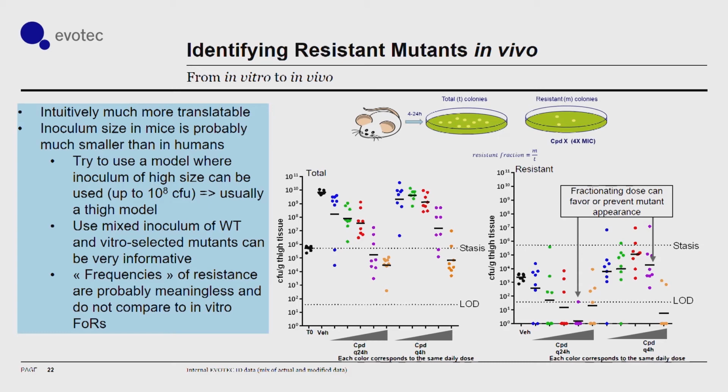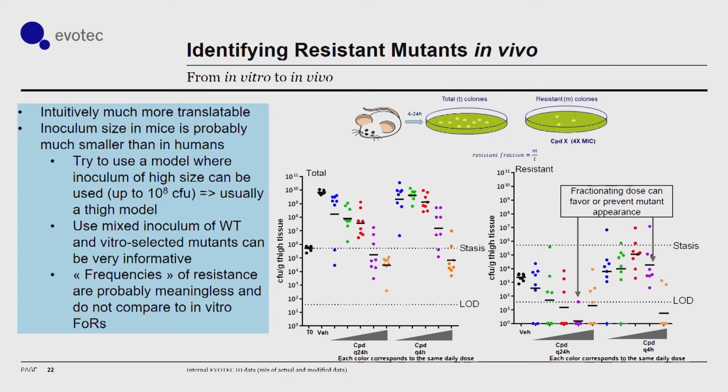So try it, please try it. Do a double plating. Basically, from whatever comes out of a mouse, you plate on non-selective medium, and you plate on a selective medium, and you will see. Obviously, you can put chances against your compound, so try to use models where the inoculum can be very high, up to 10^8 CFU, so usually a thigh model.